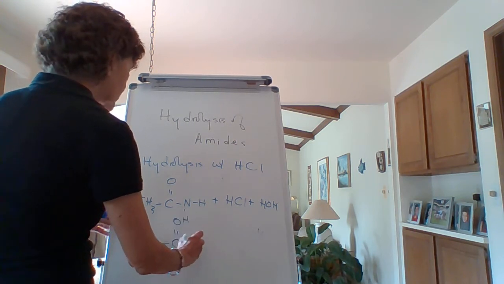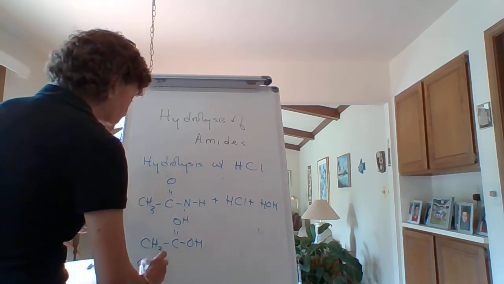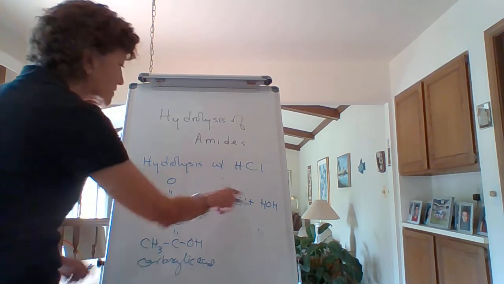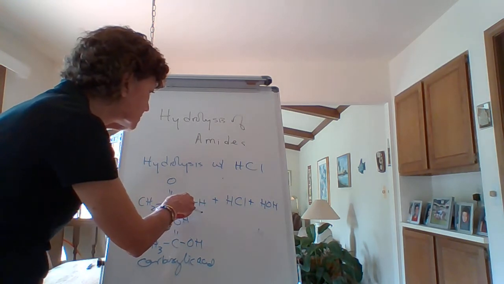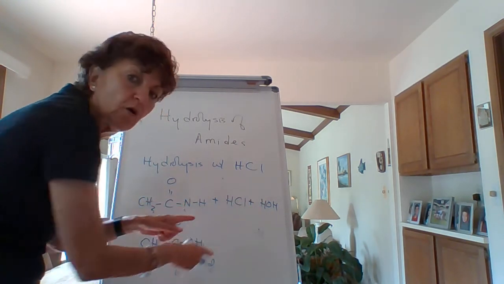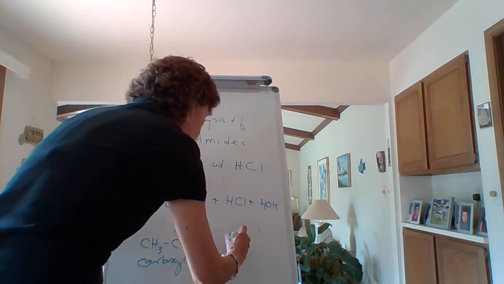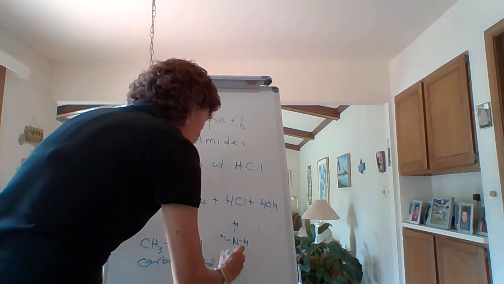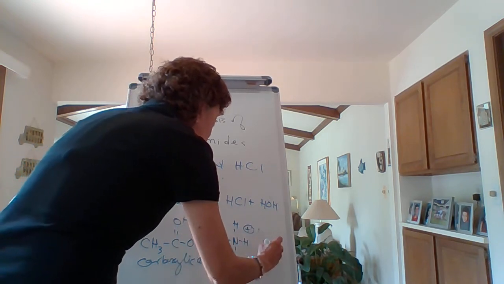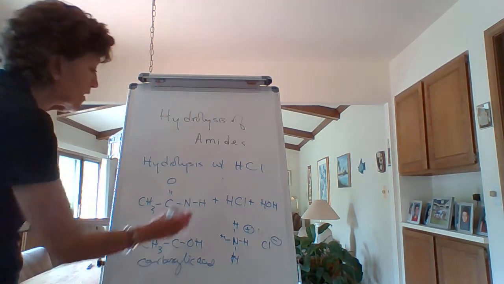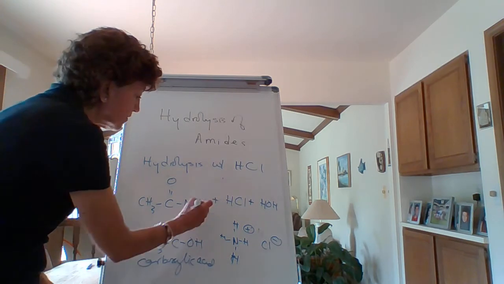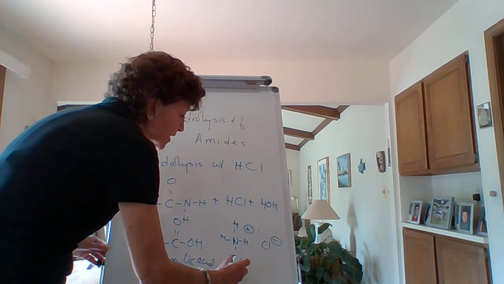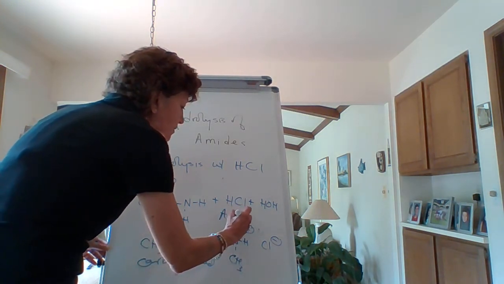a carboxylic acid. So this is a carboxylic acid. But now we've got this ammonium, because we're trying to make use of all the hydrogens. So we're going to have an ammonium ion and a chloride ion. Now, if there was a methyl group here, then one of these would be a methyl group, and this would end up being an amine salt.